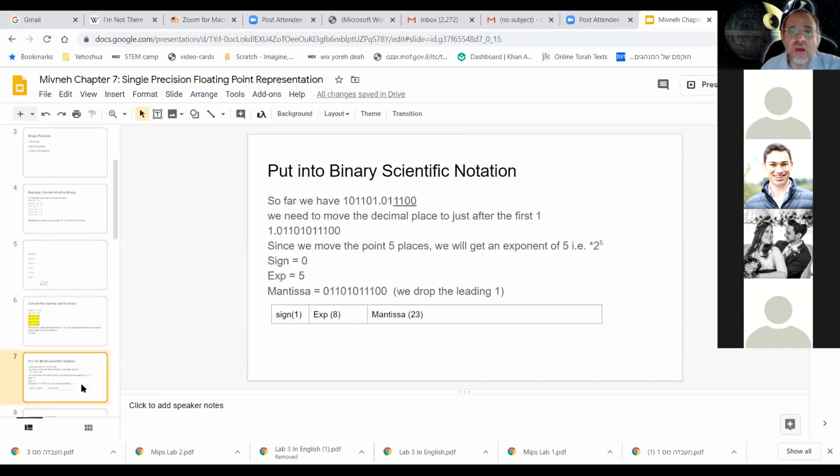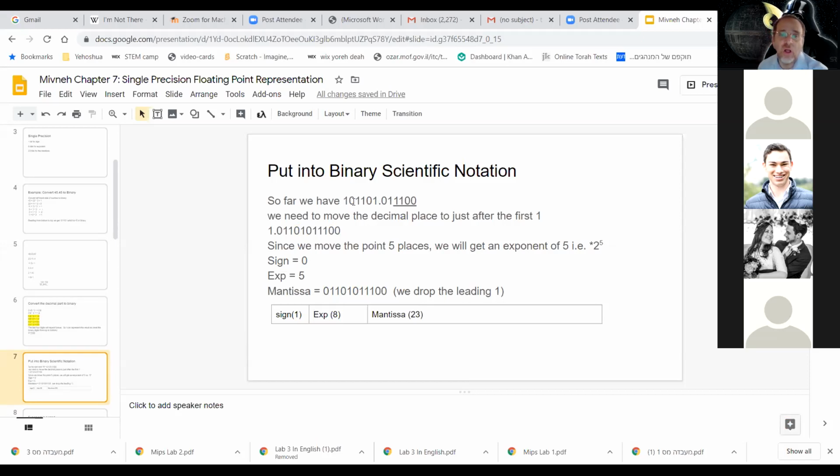So far we have 1, 0, 1, 1, 0, 1, that's our palindrome. And then the new thing we got is 0, 1, 1, 1, 0, 0, and that repeats. If we're going to put this into scientific notation, we have to move the decimal point, because this decimal point is over here. Only one digit should be to the left of the decimal point, and it should be a 1.